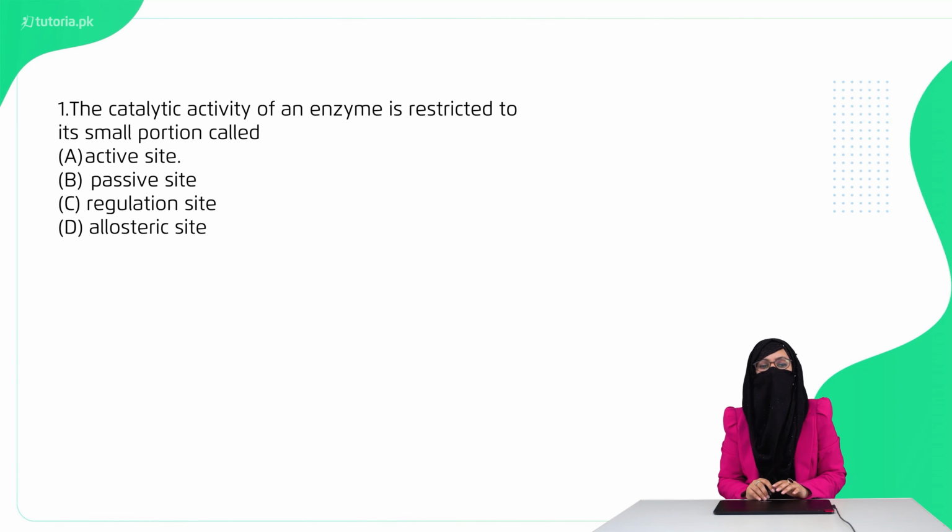So the first MCQ that is given in your chapter is: the catalytic activity of an enzyme is restricted to its small portion called option A active site, option B passive site, option C regulation site, and option D allosteric site. So the right option is option A, active site.